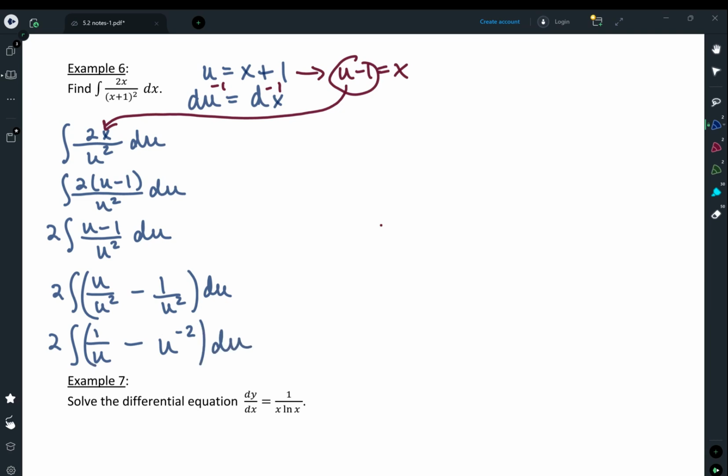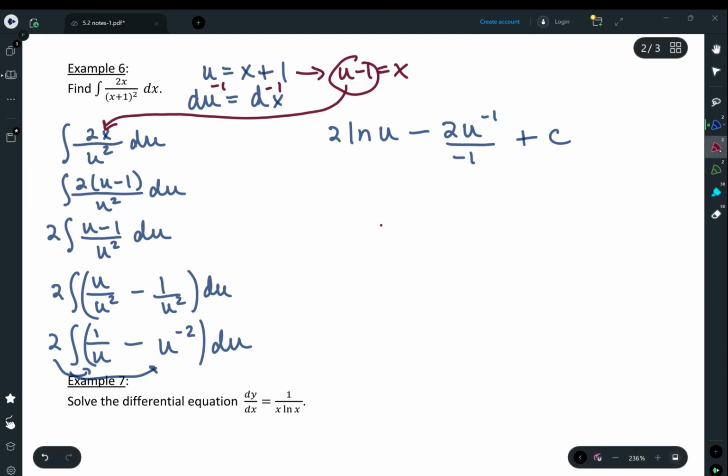Okay, so now we're ready to integrate. When I'm integrating 1 over u, that's just going to be my natural log. So I'm going to have 2 times the natural log of u minus, and then this one's also going to have a 2. I'm going to distribute that now, right? The 2 has to go to both of them. My second one, I want to increase my power to negative 1 and then divide by negative 1, and then we have a plus c.